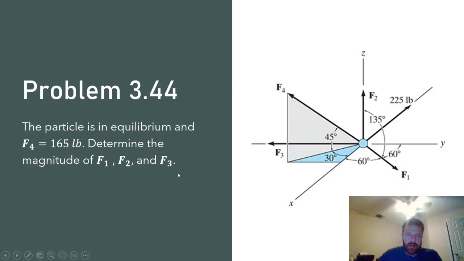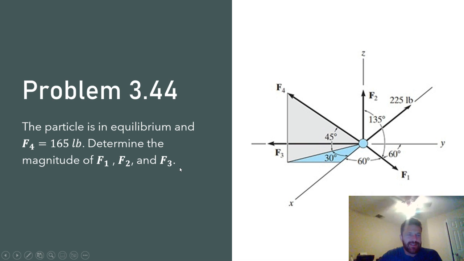So in this video, we're going to look at problem 3.44. We're in three-dimensional space, and we see that we have five forces acting upon this particle, F1 through F4, along with a 225-pound applied force. If we're told that the magnitude of F4 is 165 pounds, what we want to determine is, can we solve for the magnitudes of F1, F2, and F3?